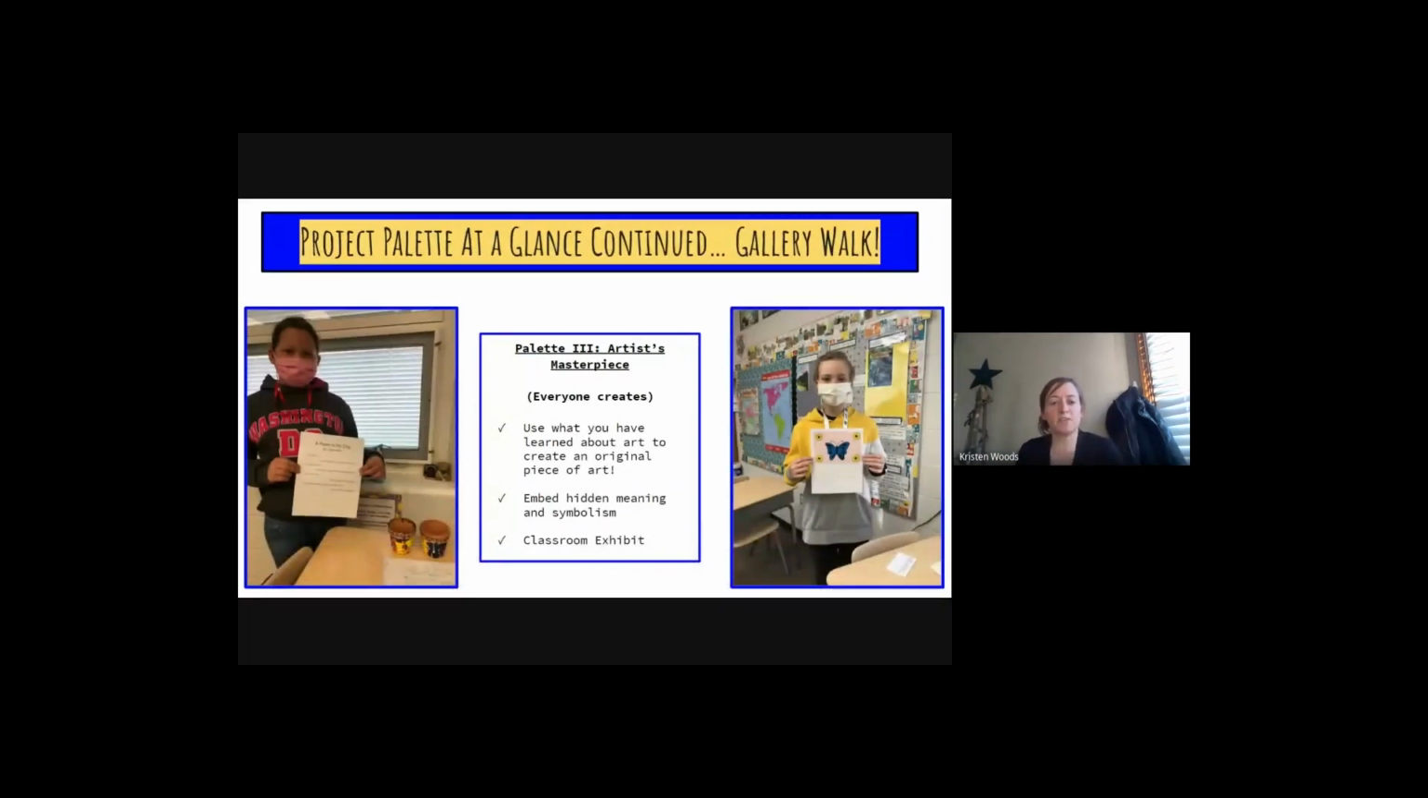The last part of the project was our favorite. The kids absolutely loved this, and this is where everyone participated again in the same activity.